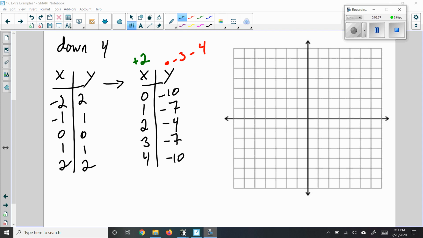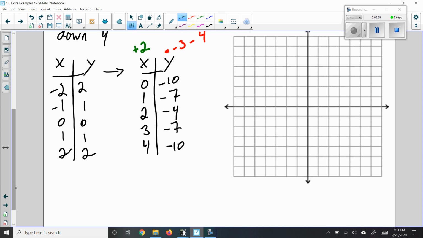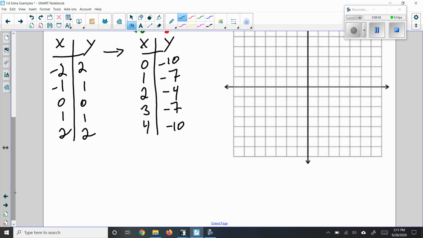Now, I think my graph might be a little too small to fit all of these on here, but that's okay, we'll do our best. So 0, -10, it's going to be 1, 2, 3, 4, 5, 6, 7, 8, 9, 10. Let's just put it right down here. 1, -7 is going to be here. 2, -4, it's going to be 3, 4, right here. 3, -7 is going to be here. There we go.